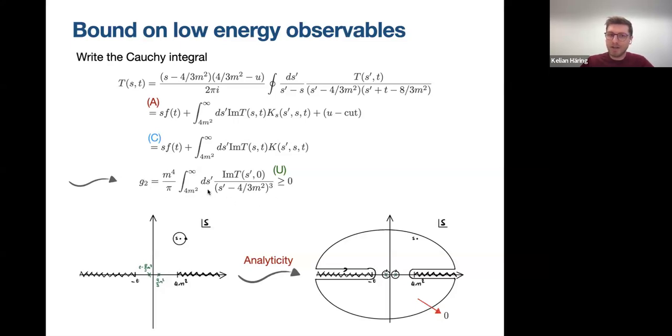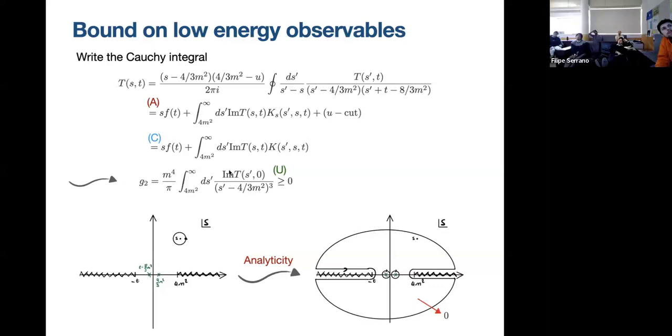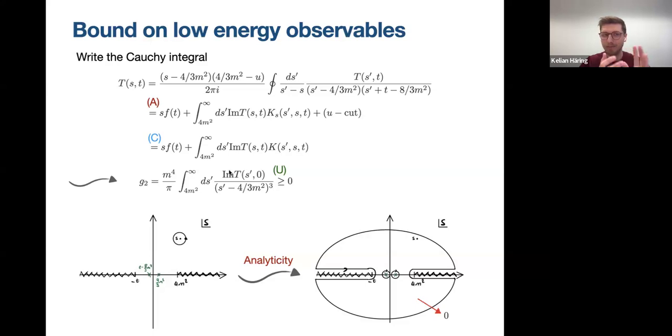Now this integral, this kernel, simply becomes S prime minus 4/3 of m² to the Q. And this part is explicitly positive in the region of integration. And thanks to unitarity, this imaginary part is also positive. And so here, using analyticity, crossing and unitarity, so these three constraints, we directly get that G2 is positive. So I think it's a simple way to see that using these three constraints, we get some bounds on the low energy observable.